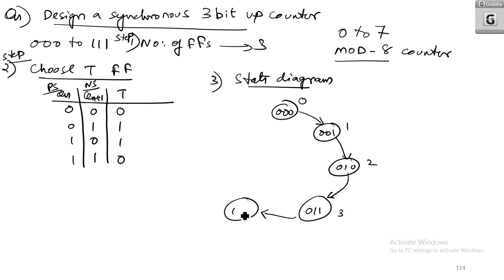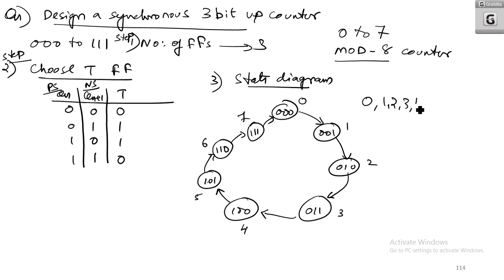Then comes 4. That is 1, 0, 0. Next one, that is 5. This is 1, 0, 1. Now comes 6. That is 1, 1, 0. Now 1, 1, 1. That is 7, and it will come back to 0. So how it is counting is, it will count like 0, 1, 2, 3, 4, 5, 6, 7. Again back to 0, 1, 2, 3, like that it will count.